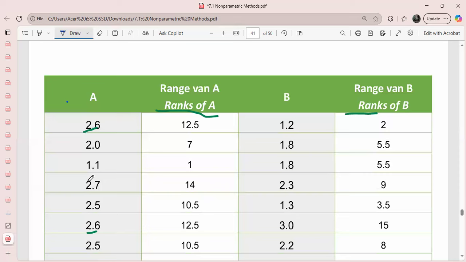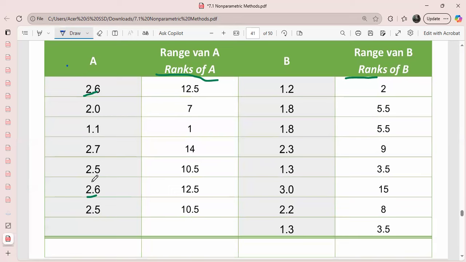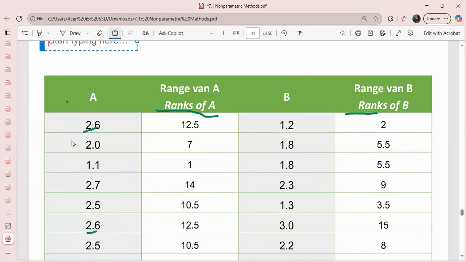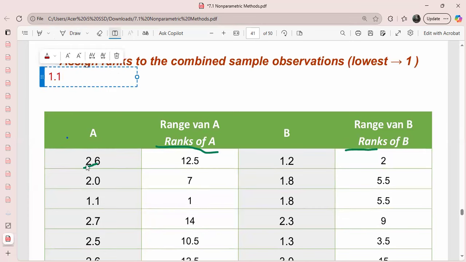After combining the data into one thing, we arrange our data in ascending order, meaning the first value will be 1.1 as the minimum, and the maximum will be 3.0. But don't forget, look at this. The first value is 1.1, and we know that 1.1 is under A. But now we combine the values into one thing. We have two observations, A and B, as our two populations.